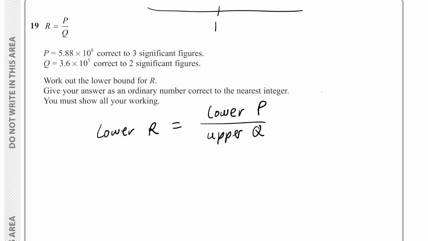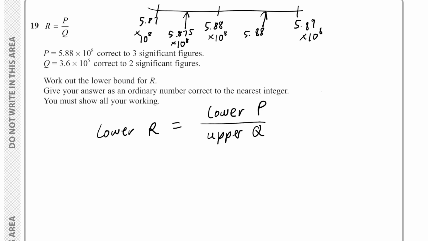So for P, we've got 5.88 times 10 to the 8. The one below will be 5.87 times 10 to the 8. The one up will be 5.89 times 10 to the 8. So the midpoints are 5.875 times 10 to the power of 8 and 5.885 times 10 to the power of 8.